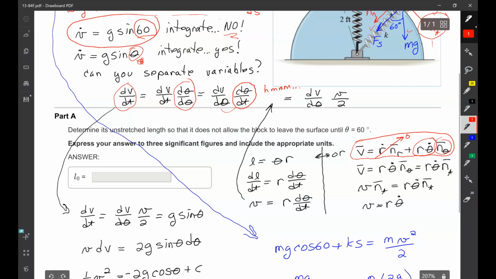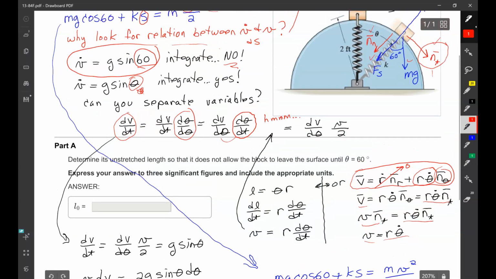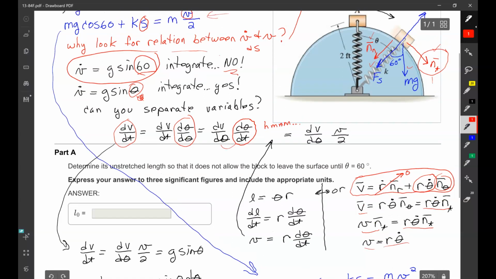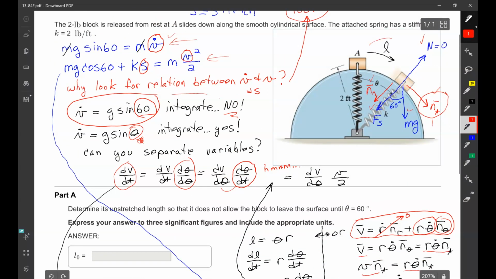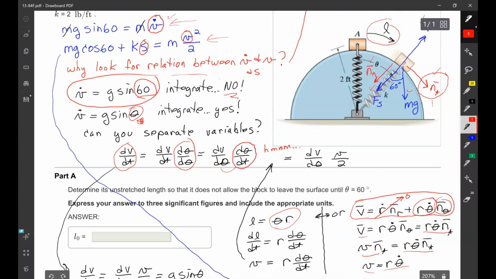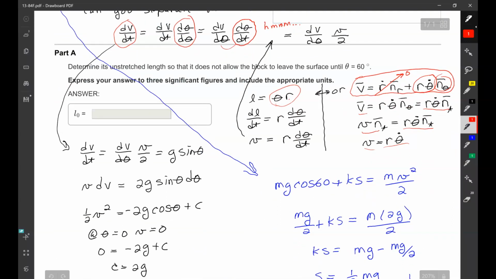Or if you say, no, I don't buy that, that's what I'm doing here. V is equal to r theta dot. Or if you say, I don't get it, there's an arc length, L, shown right here. The distance that the thing moves is equal to the arc length, the radius times the angle, r theta. Take a derivative of that.